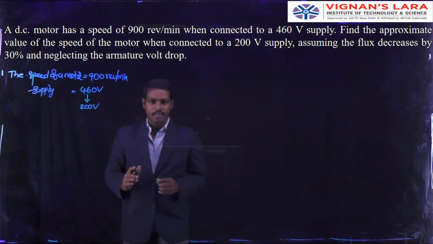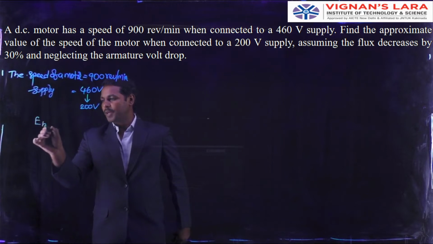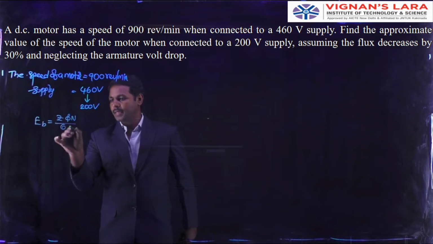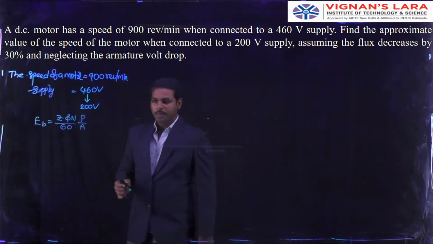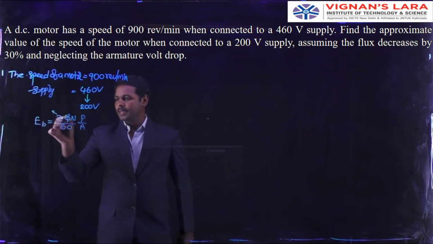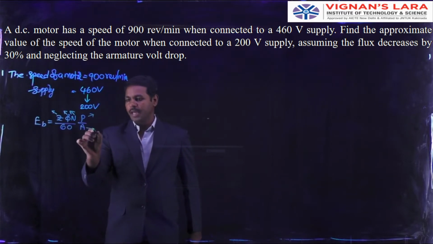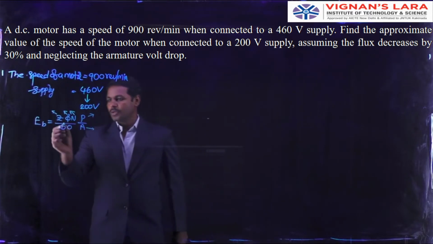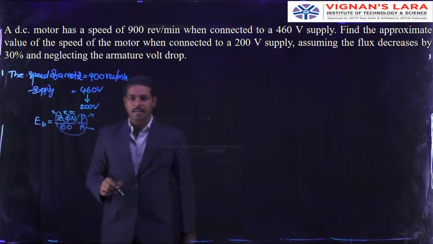So generally we know the expression back EMF is equal to Z phi N by 60 into P divided by A. Here Z is the total number of conductors, phi is flux per pole, N is the speed of the armature, 60 is a constant, P is the number of poles in the machine, and A is the number of parallel paths. In this, all these parameters are constants.